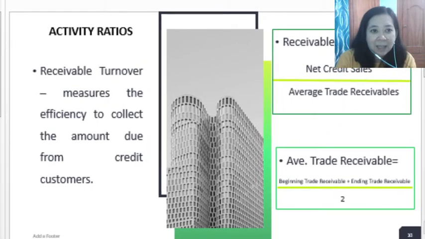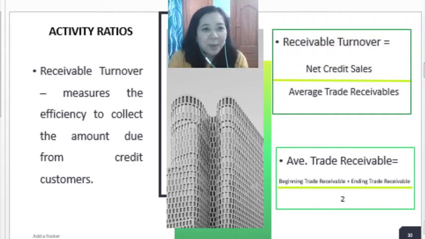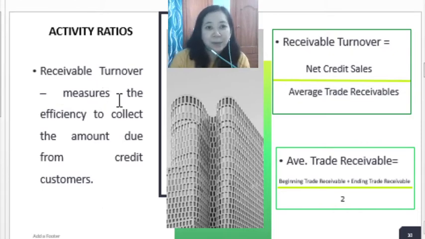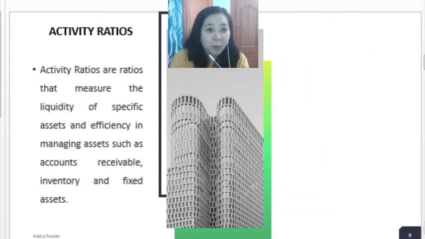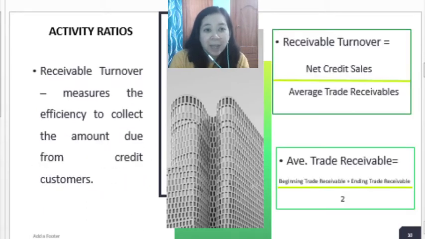The first type of ratio that we will discuss is about the receivable turnover. Under this ratio, we focus more on the accounts receivable, inventory, and fixed assets. So that's why our first analysis will be about the receivable turnover. The result of the receivable turnover will give us information about the measure of the efficiency to collect the amount due from those credit customers.